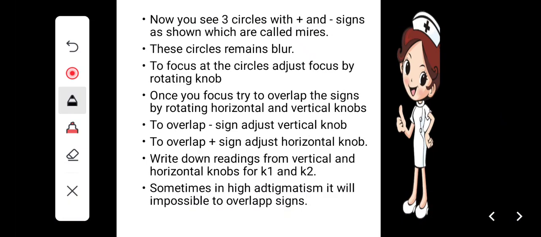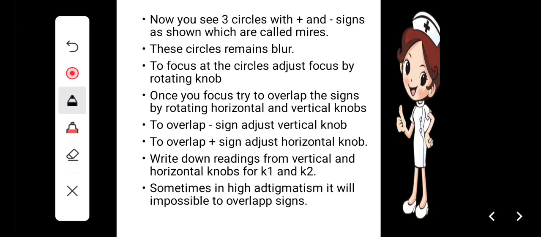And then the circles remain blur. Three circles with the plus and minus sign are shown, which are known as the mires. These circles always remain blur. We have to adjust the focus by rotating the knob, and we have to clear out those circles. Once you focus, then we have to overlap the signs.